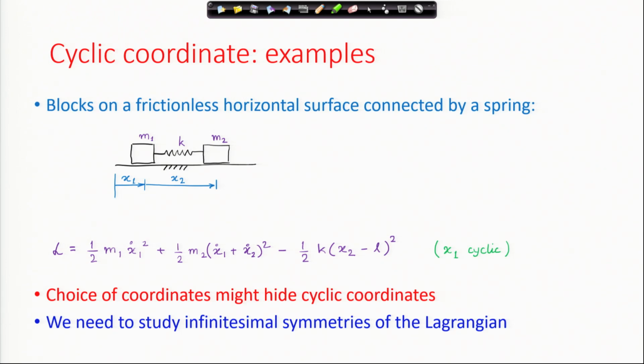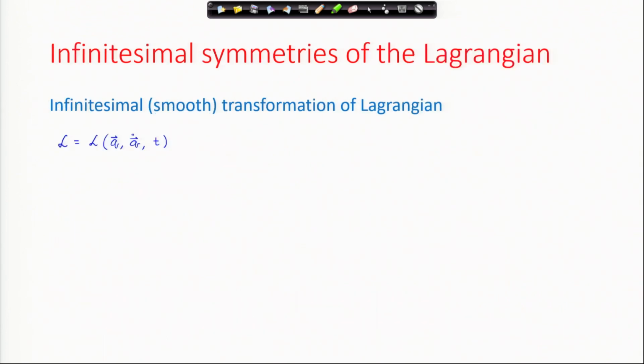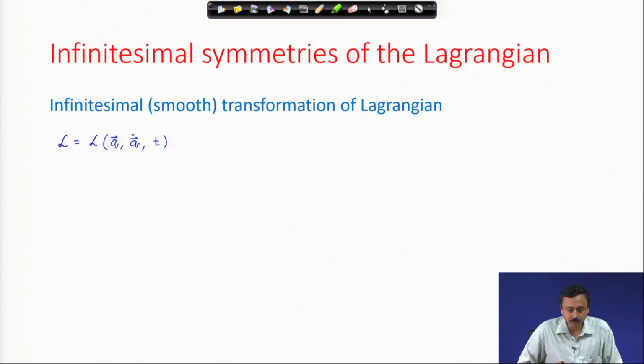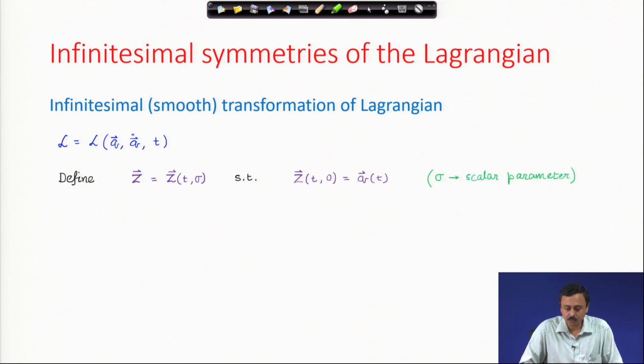We are going to now study symmetries of the Lagrangian. Now, what is a symmetry of a Lagrangian? Suppose you have this Lagrangian in terms of the generalized coordinates and generalized velocities. Imagine a smooth transformation, an infinitesimal smooth transformation. What is a smooth transformation?